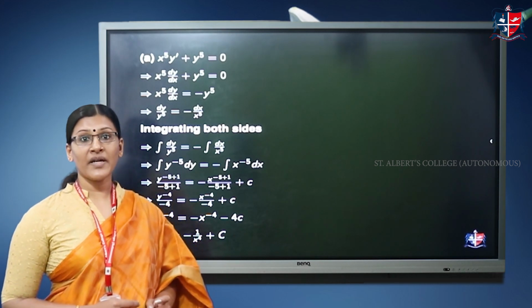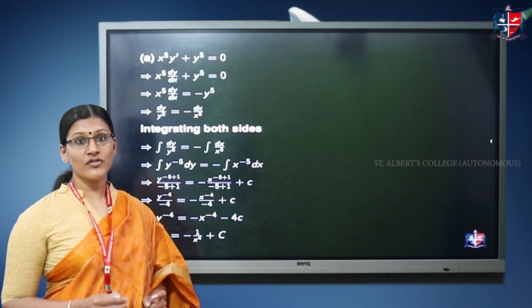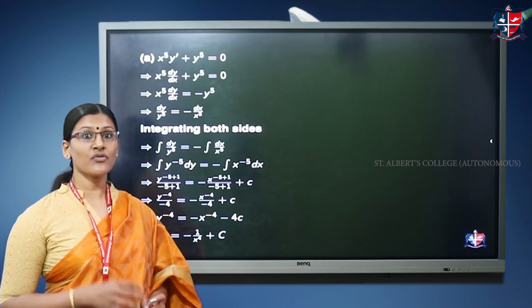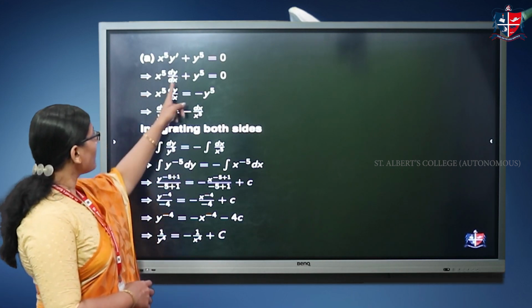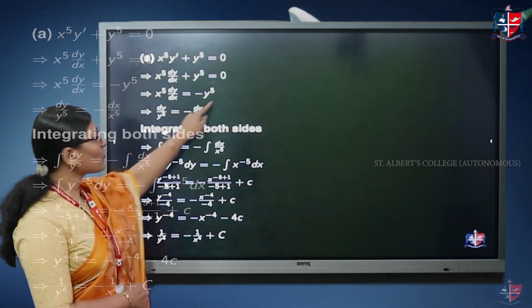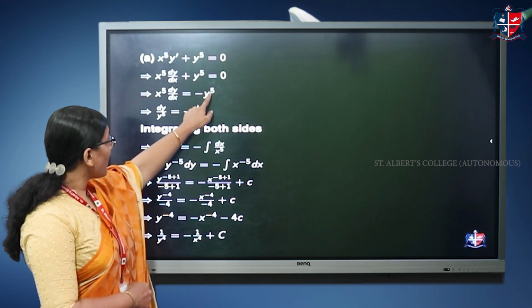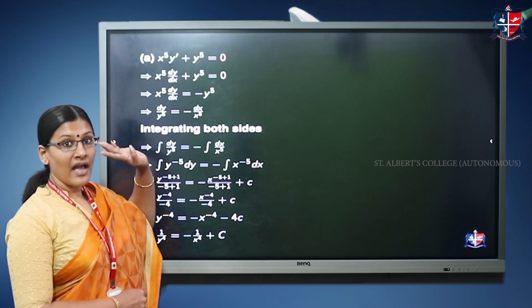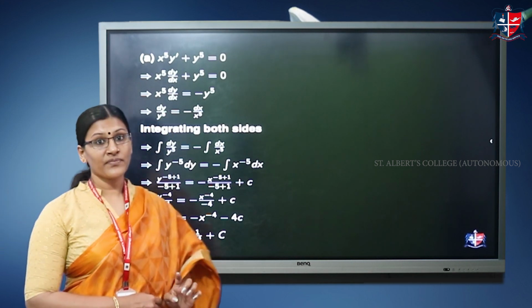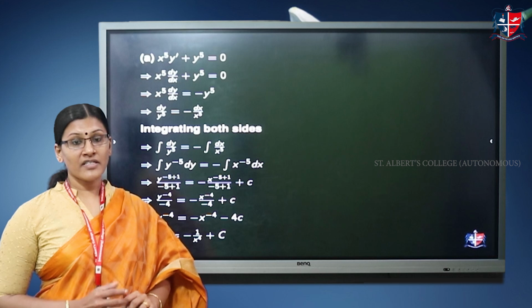Now we have to try to separate the variables y and x. That is, we have to bring all the terms in y to one side of the equal sign and all the terms in x to the other side. For that, first we will bring this plus y raised to 5 to the right hand side and it will become minus y raised to 5. Now we will take this x raised to 5 and dx to the right hand side and y raised to 5 to the left hand side, and we get dy by y raised to 5 equal to minus dx by x raised to 5. Now we have separated the variables.